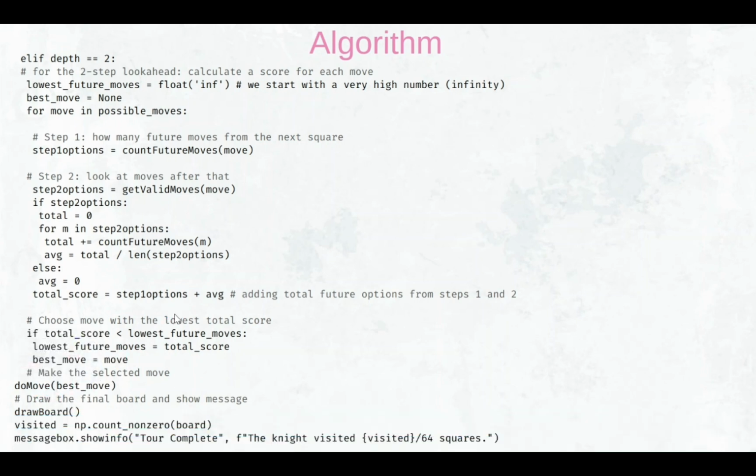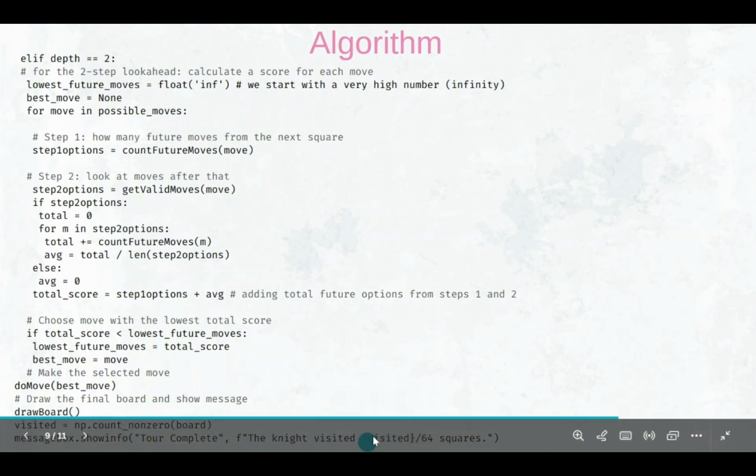And then we will use the count non-zero function to count how many non-zeros we have on the board, and that's basically the number of visited squares that we have in our board. And then we will display to the user that the tour has been completed, and we will display how many squares have been visited of the total 64 squares. And this is basically the full algorithm.